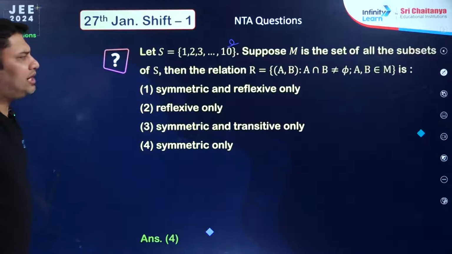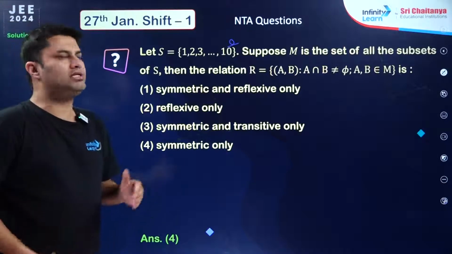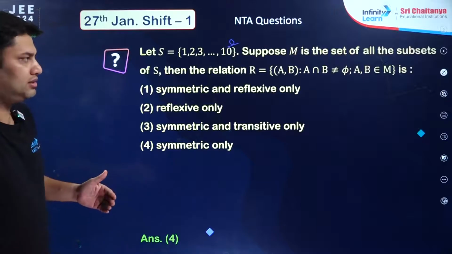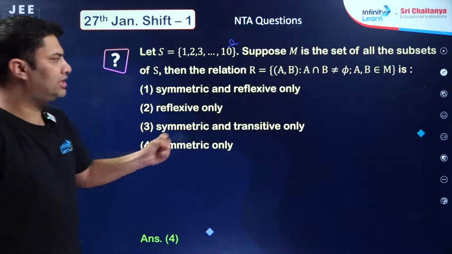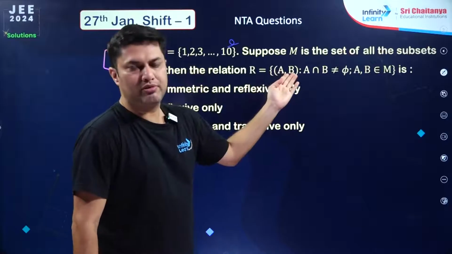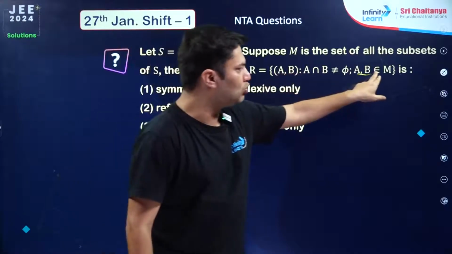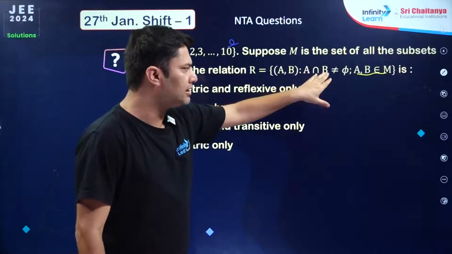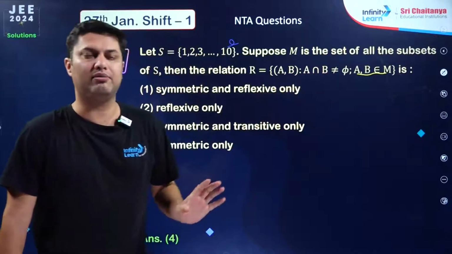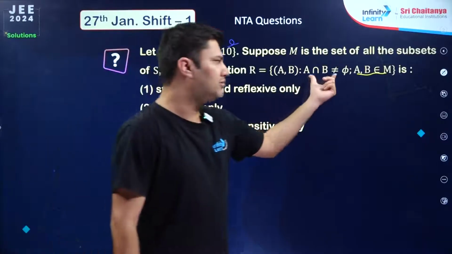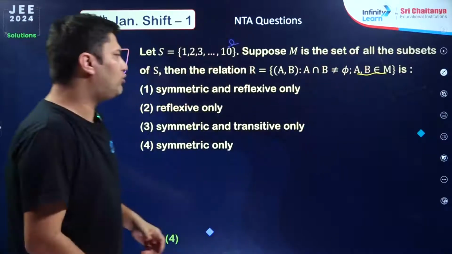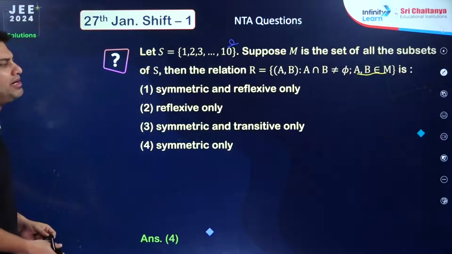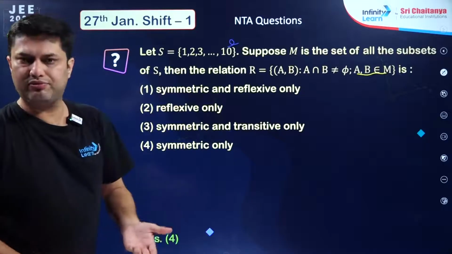Now there is a set S which contains the first 10 natural numbers, and M is the set of all the subsets of S. Okay, all the subsets, and the relation is between A and B, the two subsets, basically where (A, B) belongs to M. So A and B are any two subsets, and the subsets have the intersection non-phi. That means they have something in common. So you have to tell me whether the relation between A and B is symmetric, reflexive, transitive.